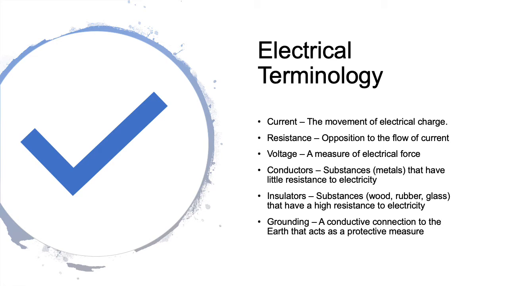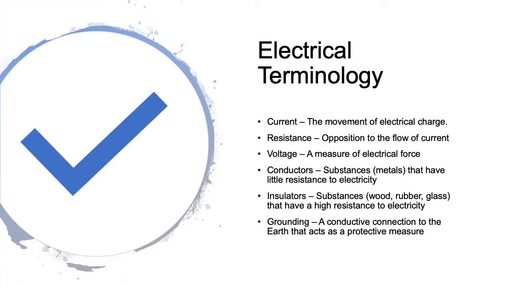Resistance is any opposition to the flow of current. So there's electrically resistant material and electrically conductive material. Voltage is the measure of electrical force, how much is being put out, and amperage is the measure of how much is being drawn by whatever, if you have a fuse or a tool, how much it's drawing. Conductors are substances that have little resistance to electricity. Insulators are things that have high resistance to electricity.